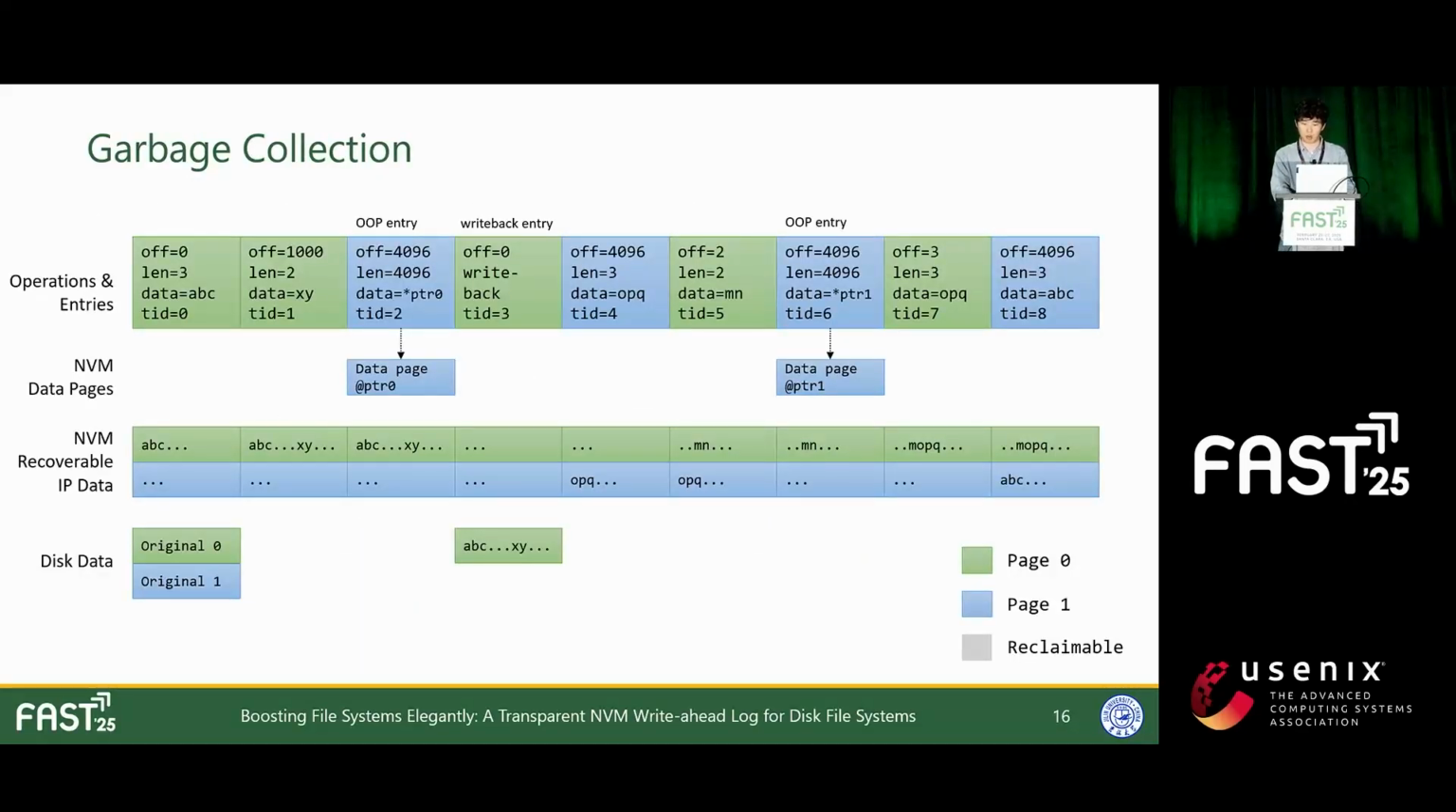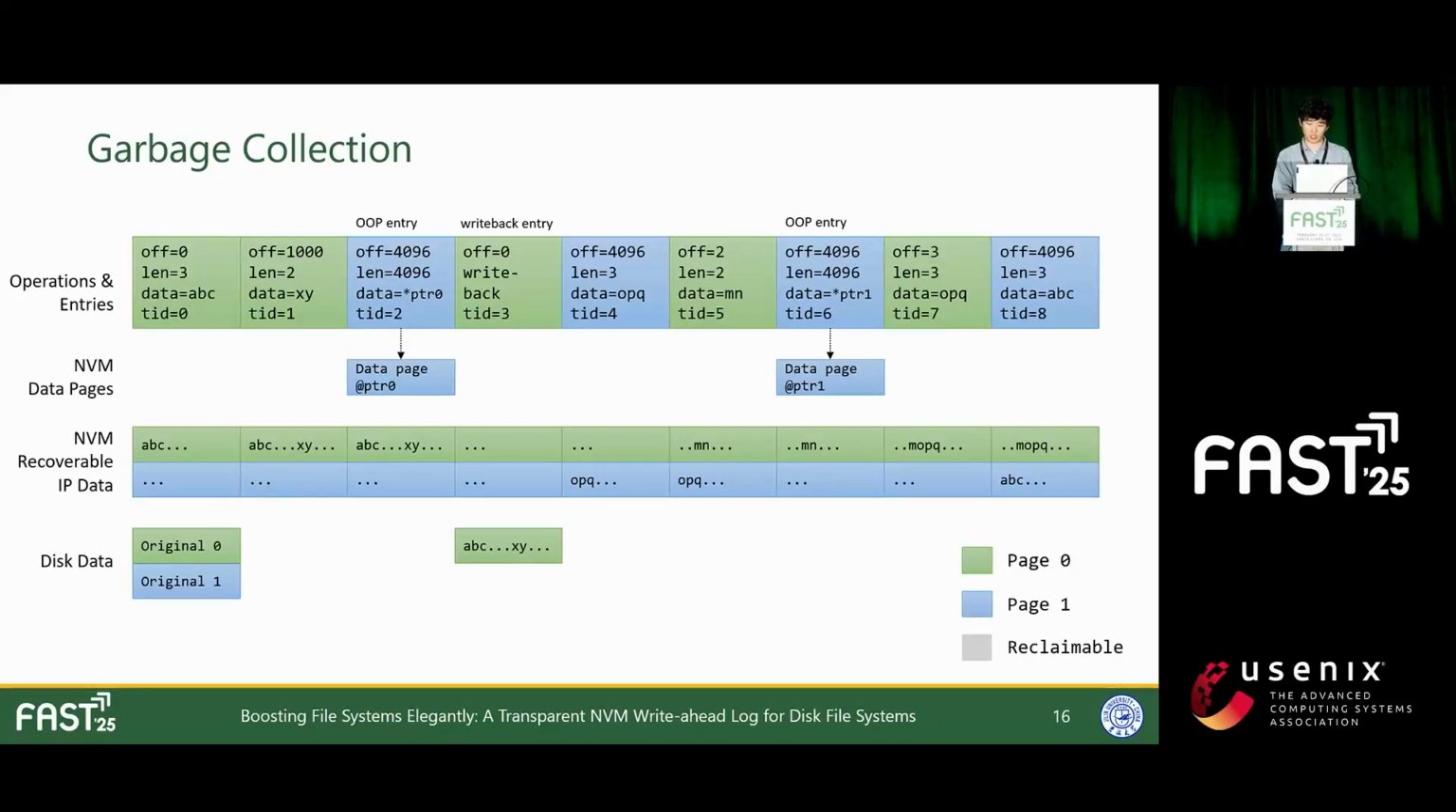To understand the garbage collection process, we need to know which NVM records, or entries, are no longer needed. Since we split the data along page boundaries during writes, each entry corresponds to a single page. If there is an overwrite of the entire page, meaning there's an out-of-place entry, then all previous entries related to the page can be discarded.